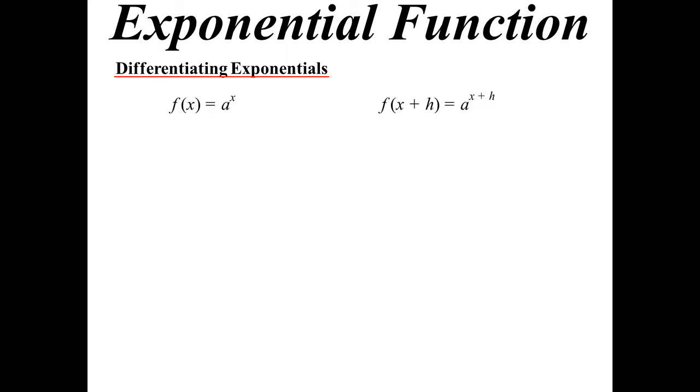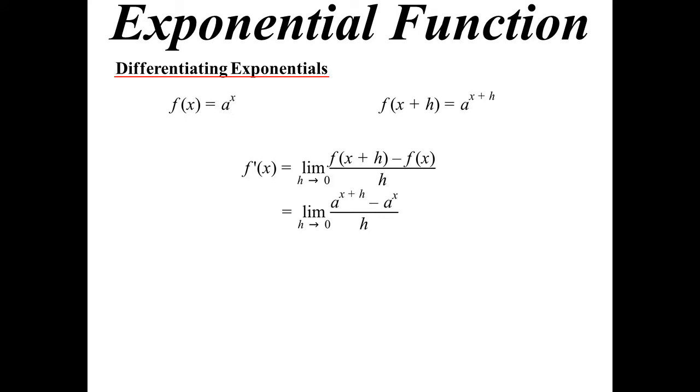If I've got an exponential, so function x will be a to the power of x, function x plus h, a to the power of x plus h. So we sub it in our first principles formula, and this is what we get. Got a problem, because if I sub h into the bottom of the fraction, I'm going to get 0. Sub it into the top of the fraction, I'm going to get 0 as well. So what do I do with this one?